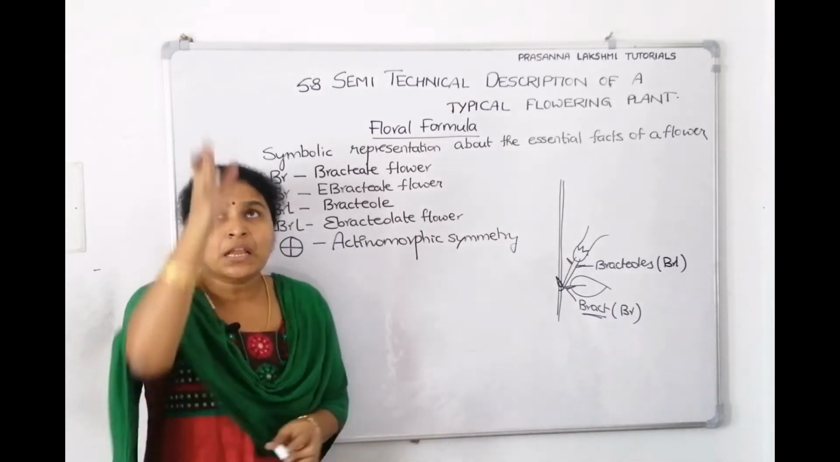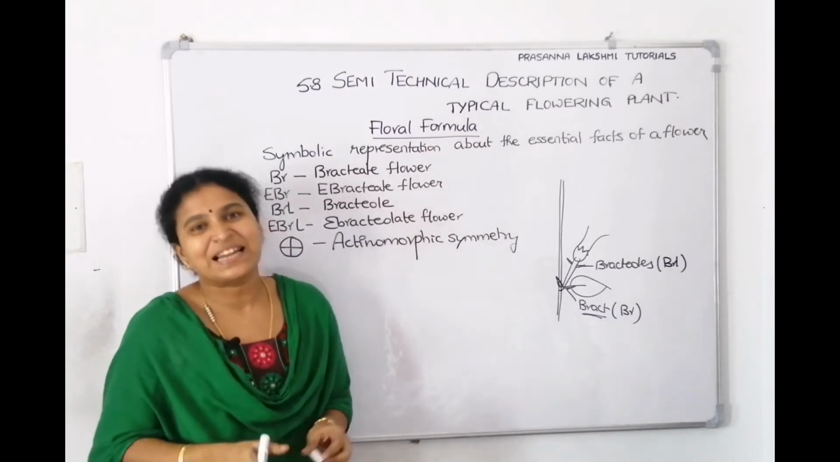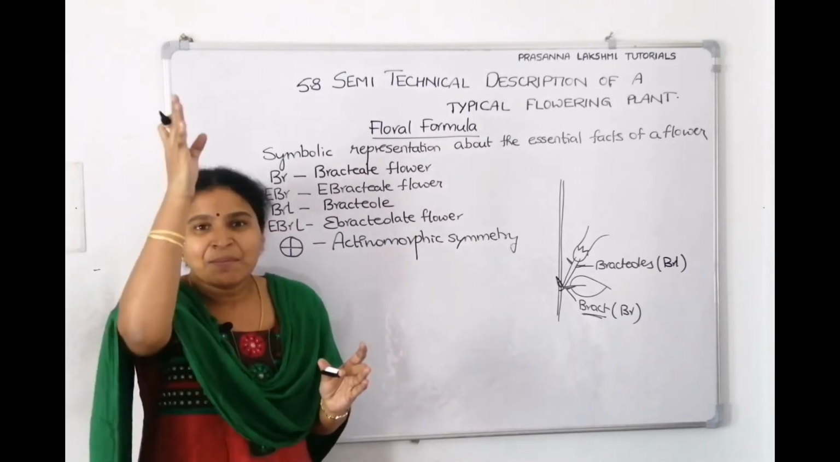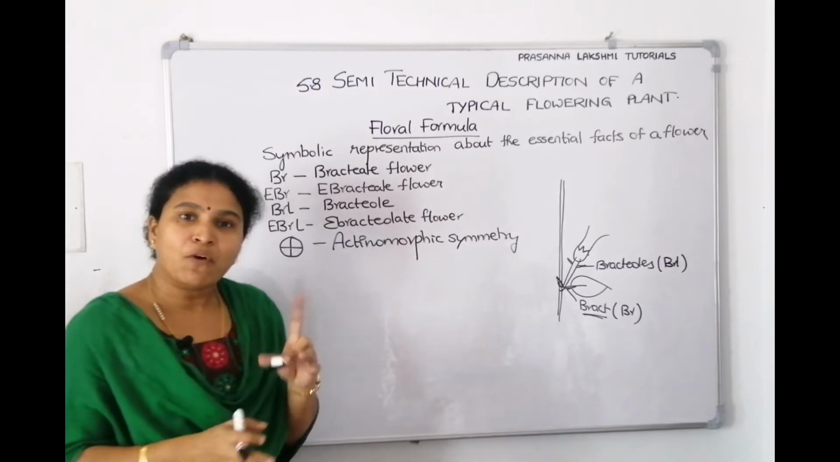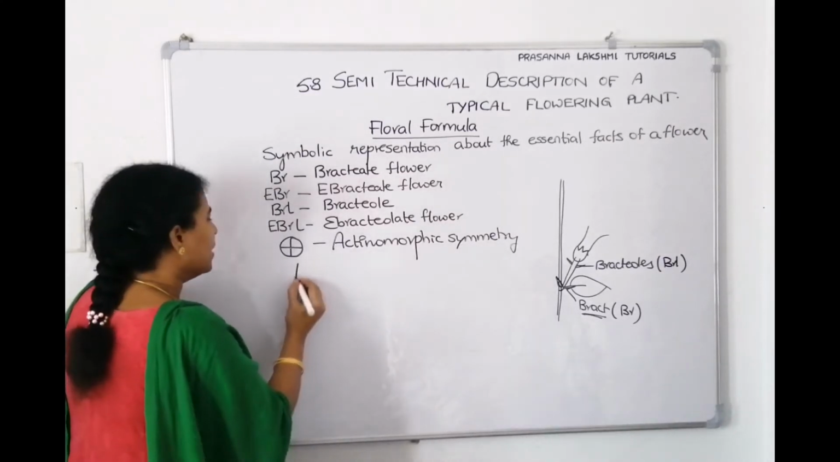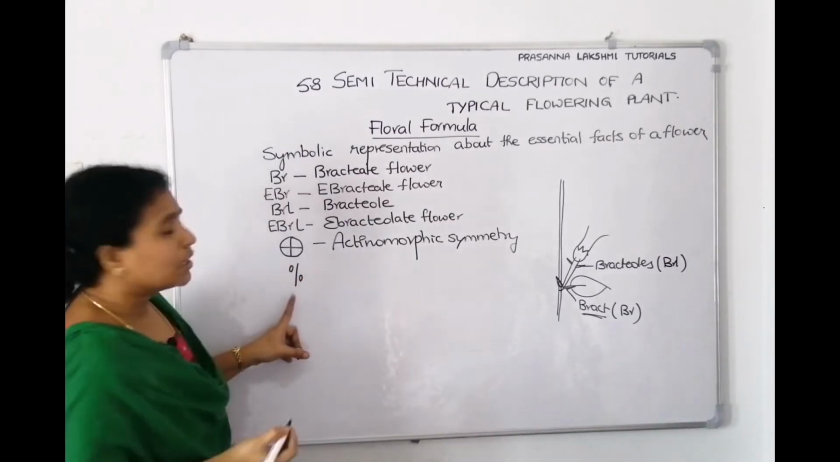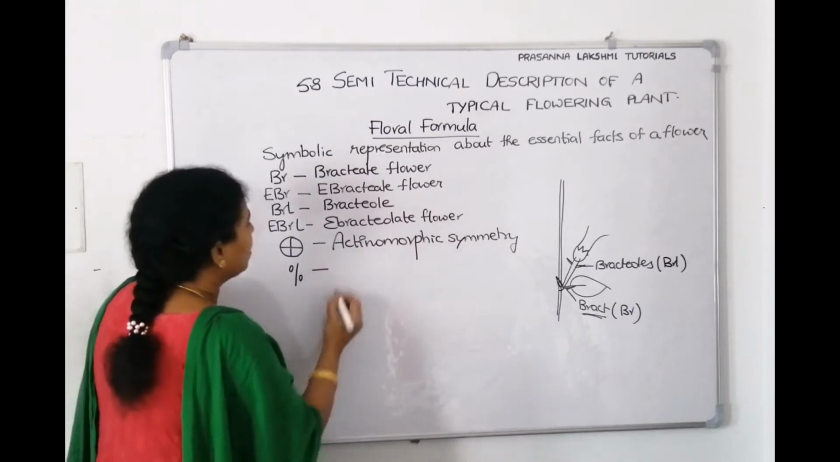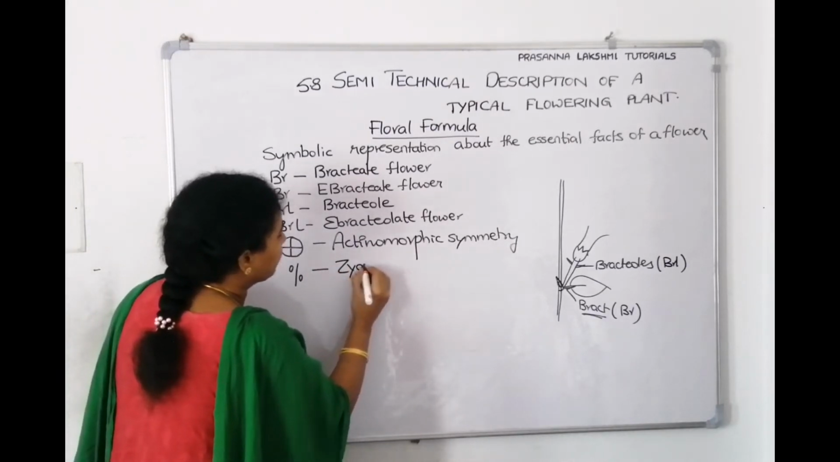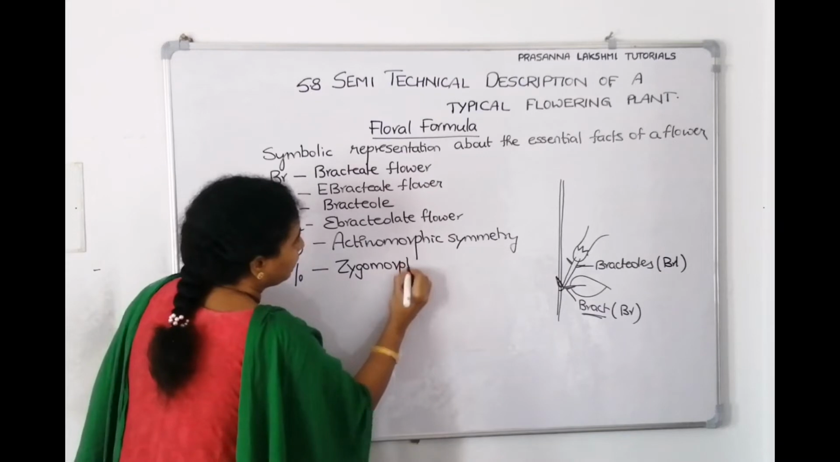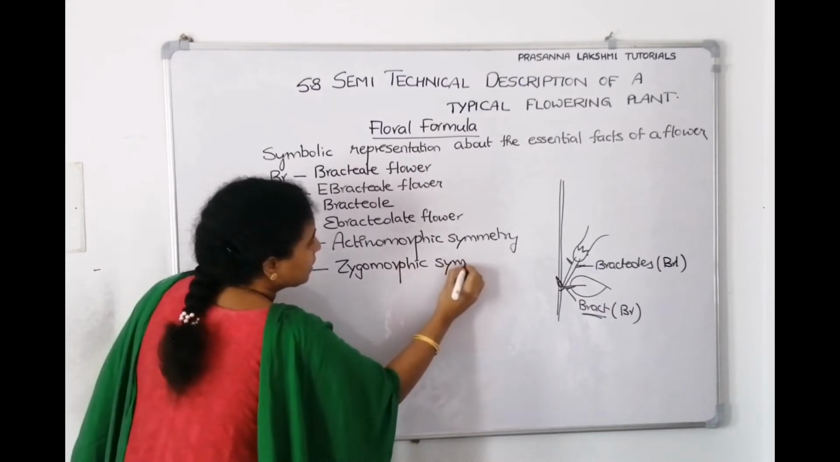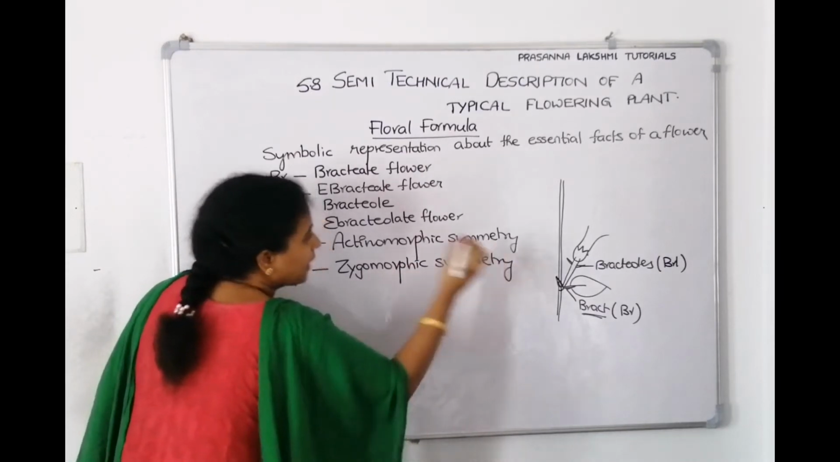What is bilateral symmetry? Only one plane passing through the center. If it gives two equal parts, that is bilateral symmetry. For bilateral symmetry, what symbol do we use for zygomorphic? It is this only, one plane only. This symbol, the percentage symbol, we use for zygomorphic symmetry.